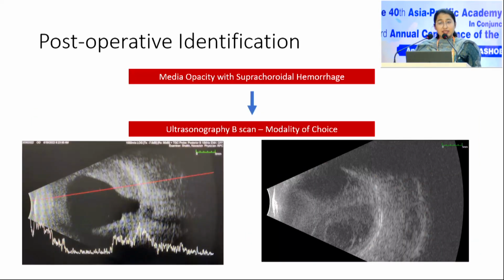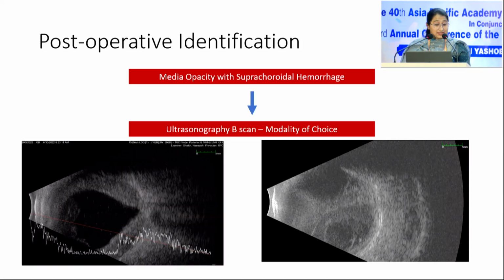For these cases, ultrasonography B scan is the modality of choice, which can help us determine, one, the presence of suprachoroidal hemorrhage, to decide the timing of intervention. The image on the right hand side shows that there is a suprachoroidal hemorrhage present, whereas on the left hand side you can see two massive mounds associated with vitreous hemorrhage in the vitreous cavity.